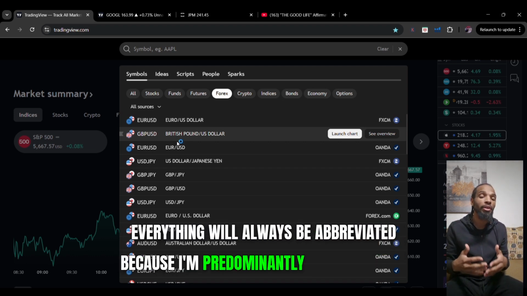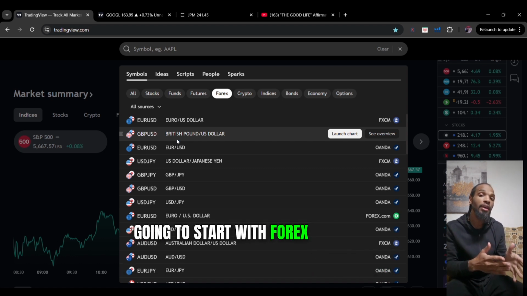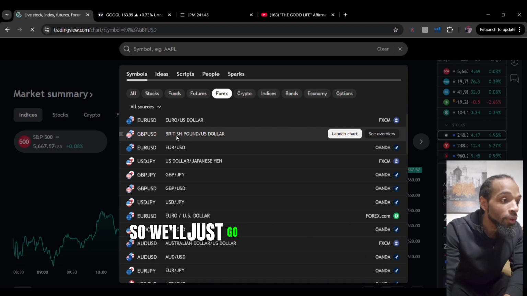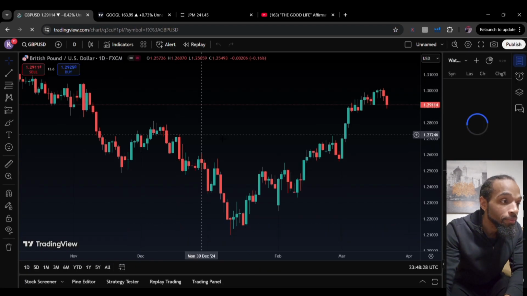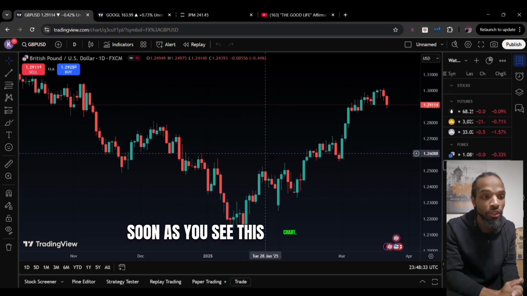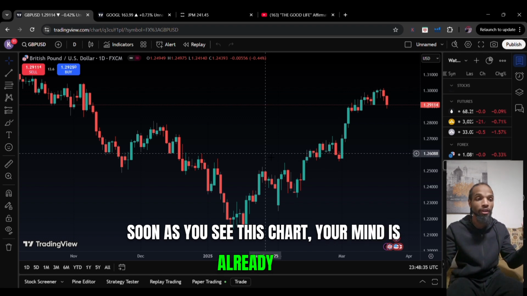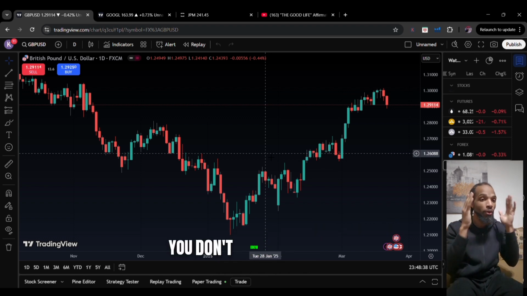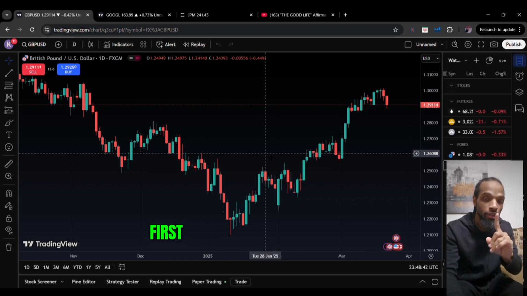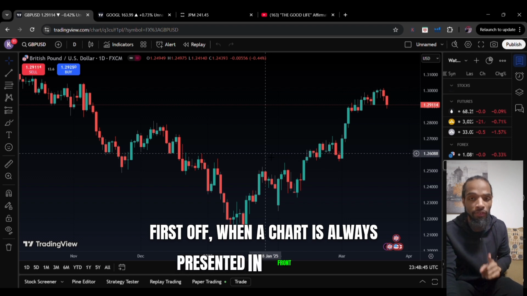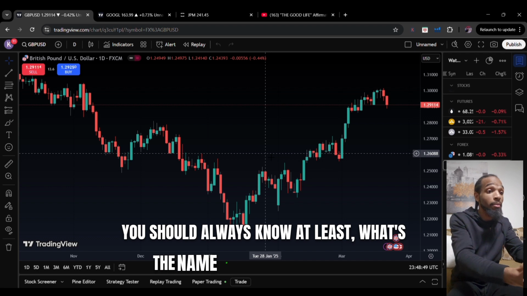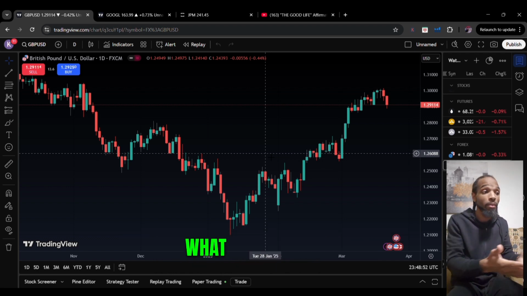Because I'm predominantly a Forex guy, we're going to start with Forex, and I'll give you a small explanation of that. So we'll just go ahead and go with GBPUSD. Okay, boom. As soon as you see this chart, your mind is already gone. You're confused. You don't know what this is. None of that. Relax. First off, when a chart is presented in front of you, you should always know at least the name of this specific chart. What's the name of this stock? What am I looking at?